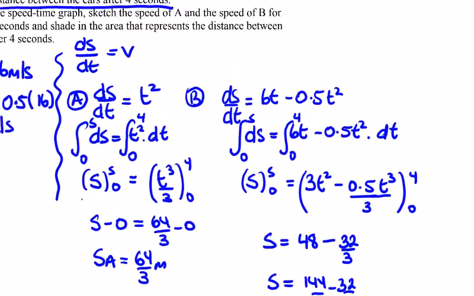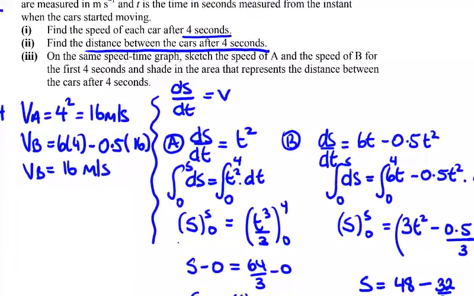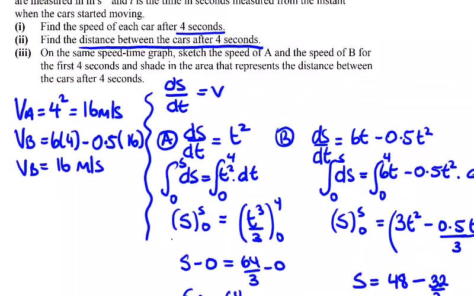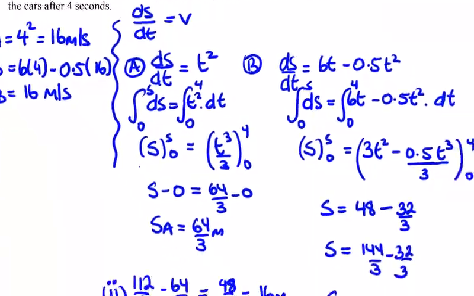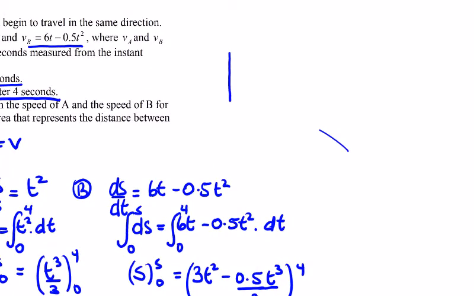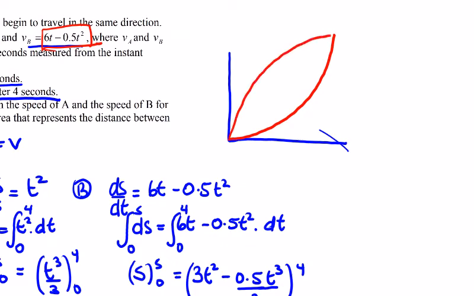And then part 3: on the same speed time graph, sketch the speed of A and the speed of B for the first 4 seconds and shade in the area that represents the distance between them. So this is your kind of junior cert knowledge. We have 2 quadratics here. A is positive t squared, so it's your normal x squared graph. And B is minus t squared, which is inverted or upside down, so we just want them to intersect.